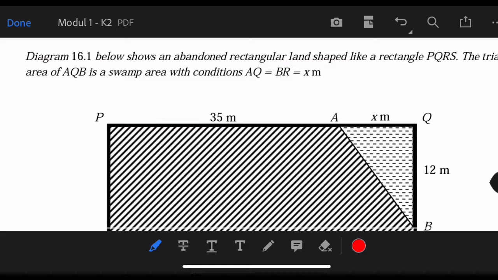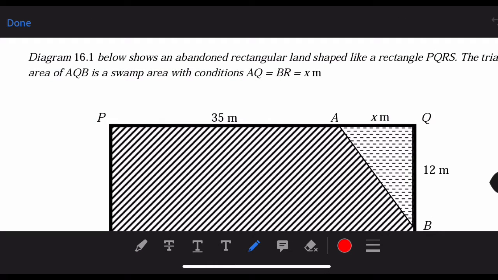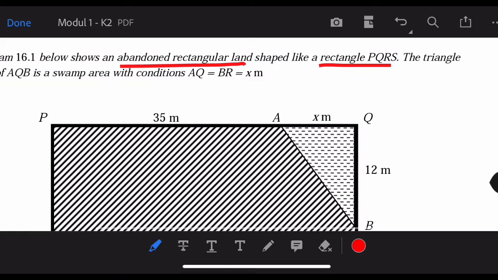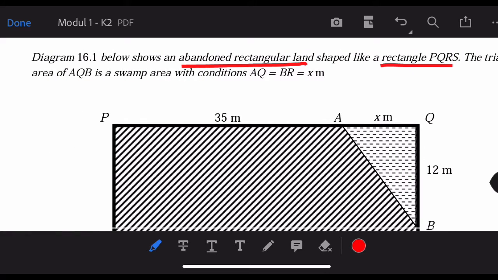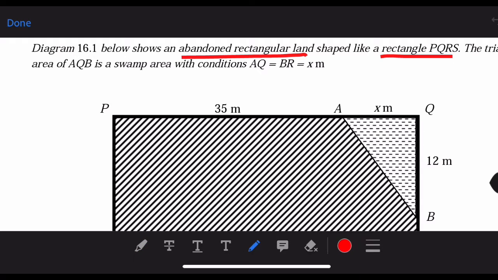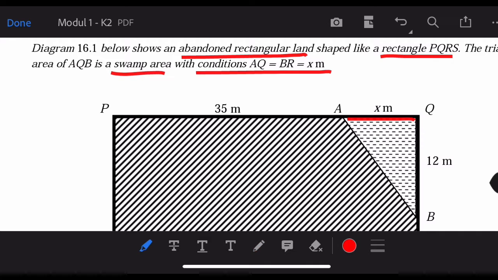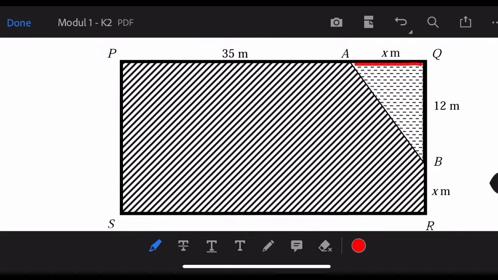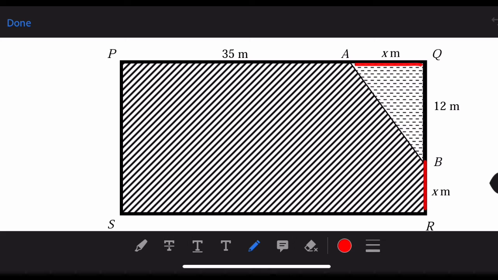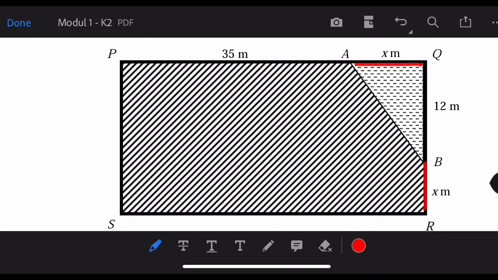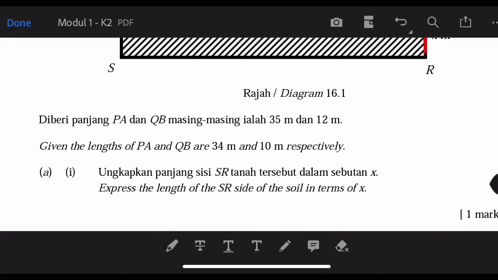Diagram 16.1 below shows an abandoned rectangular land shaped like a rectangle PQRS. The triangle area AQB is a swamp area with the condition AQ equal to BR equal to X meter. It means this is X meter, and AQ equal to BR, here also X.